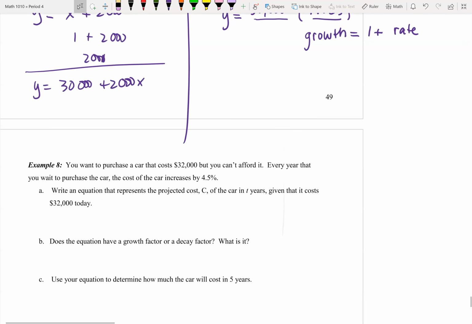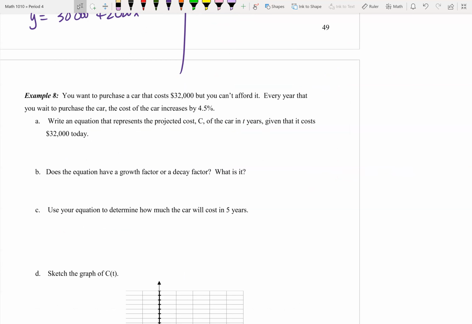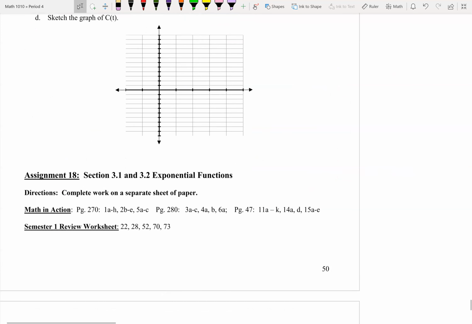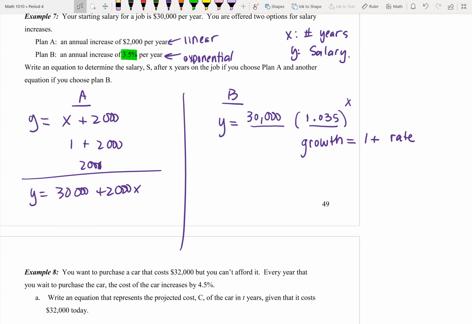Wait, so when it's decaying, you do 1 minus the rate? Yes, and I think we actually have one. Oh no, this is an increase. I'm so glad you said that, and I should probably include that. So everybody just put a little note right here, okay?